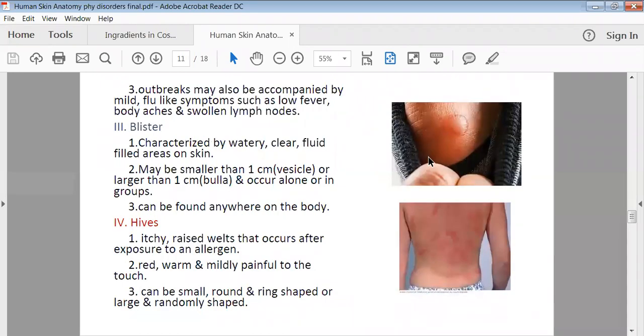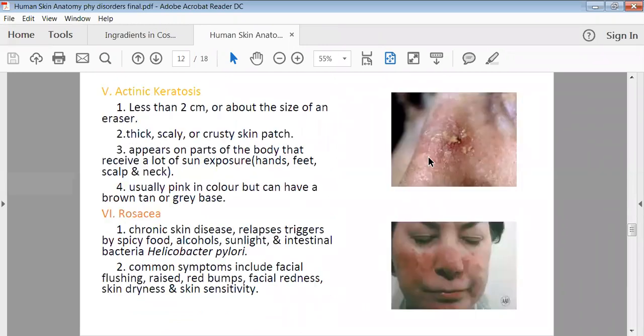Then blisters are there. They are characterized by watery, clear fluid filled areas on the skin. They can be found on any part of your body. It might be due to friction, or because of a bacterial infection or insects. Then hives are there. Hives are nothing but itchy sections, raised welts on your backside or on the skin. They are red in color. Generally, they are warm, or they can cause pain also.